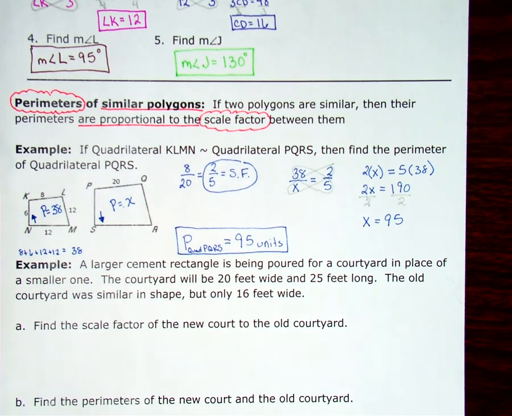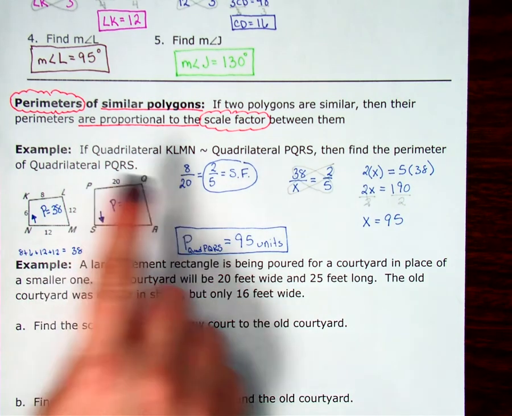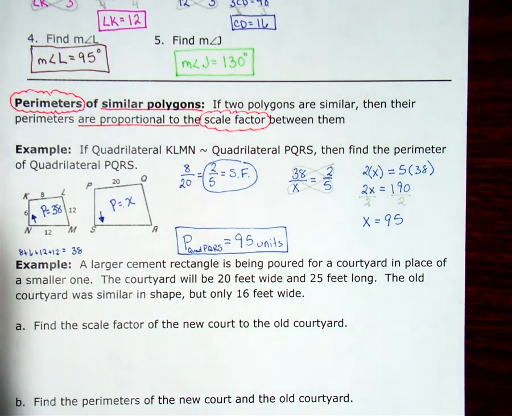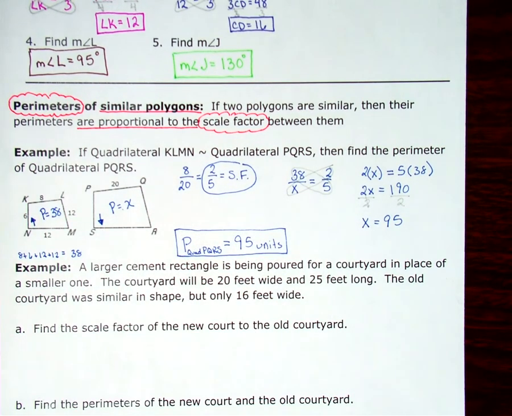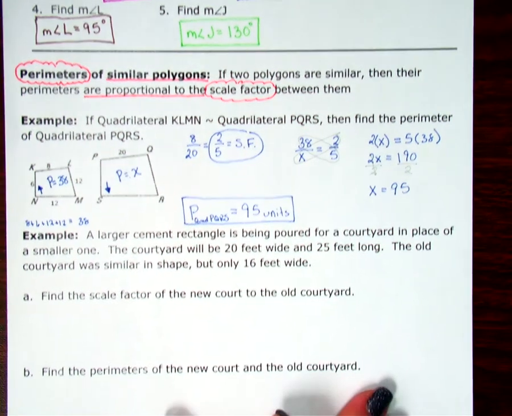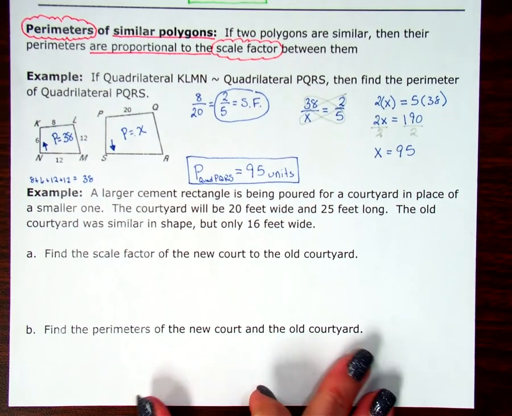Okay, so I only had to set up the one proportion to solve this, whereas I could have set up 3 different proportions and then added my 4 sides together to find my answer. Okay? All right, let's look at the next example.